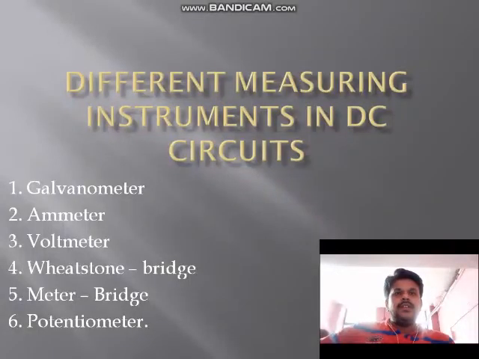Hello students, today we are going to start a new topic, different measuring instruments in DC circuits. This is in continuation with the previous chapter. In this topic we will learn about galvanometer, ammeter, voltmeter, Wheatstone bridge, meter bridge and potentiometer. These are the topics which are also used during experiments. We will learn different experiments using these instruments.